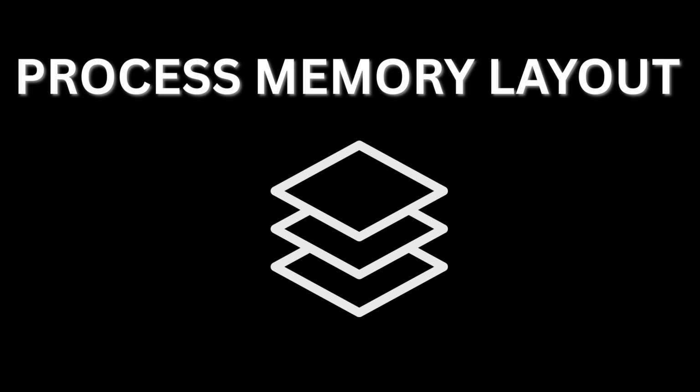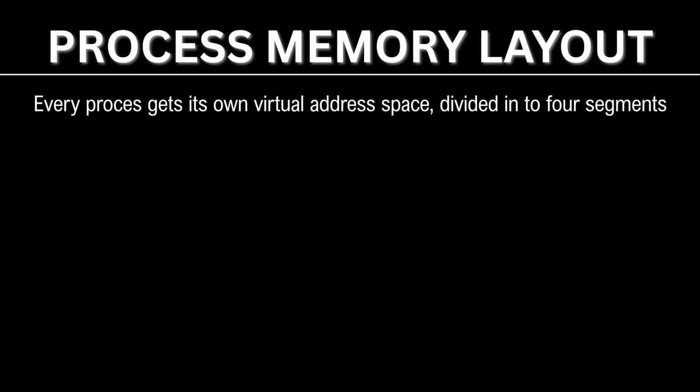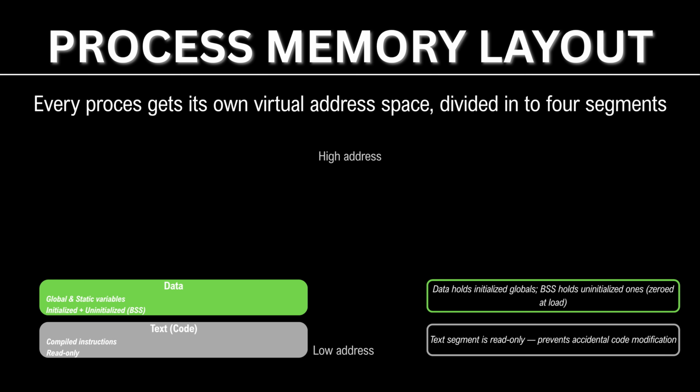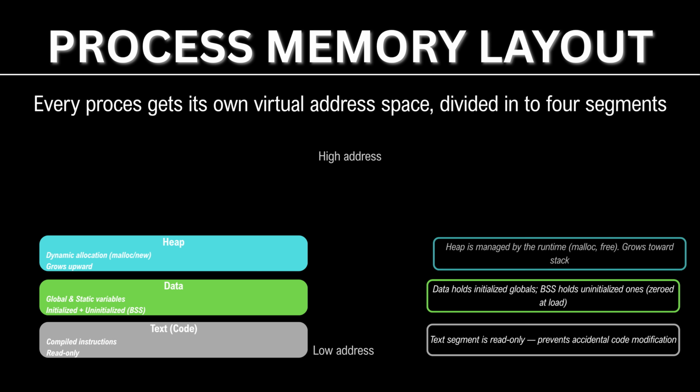Before the OS can manage memory, it needs to know what a process's memory actually looks like. Each process gets its own virtual address space divided into 4 segments. At the bottom is the text segment, your compiled instructions. It's read only, so a process cannot accidentally overwrite its own code. Above that is the data segment, which holds global and static variables. Then comes the heap. This is where dynamic allocation happens. Every malloc or new call grows the heap upward.